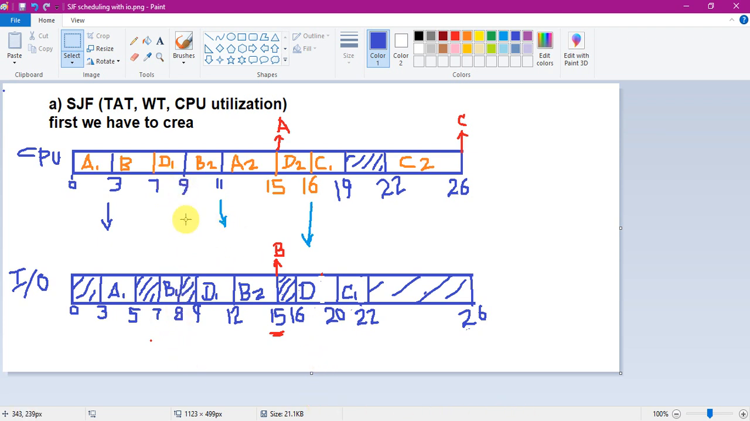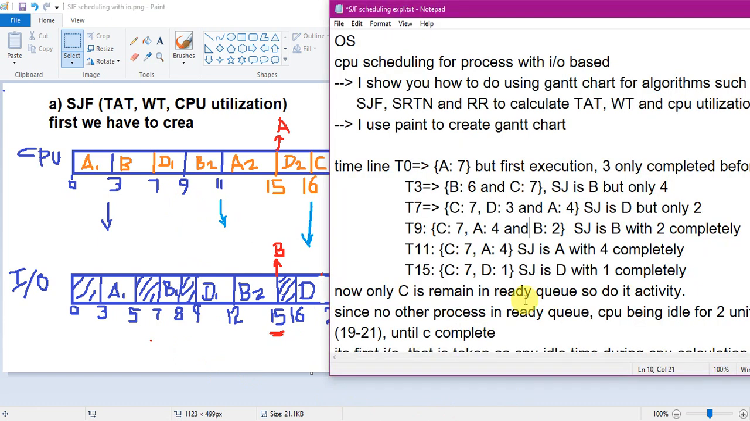So, at this timeline, which processes are in this ready queue? C, initially started at 3, is still there. A started from time 5 and is still there, and again a new process arrived at time 8 and joined the system, requiring 2 units only.